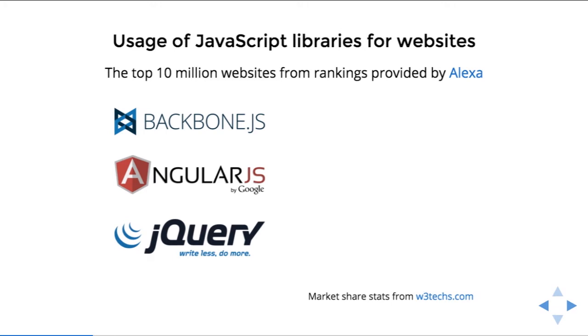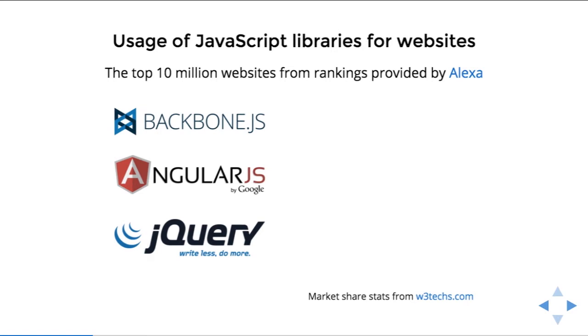I thought it would be good to know and measure how much JavaScript libraries are used on websites. So I found a survey from w3techs.com, and they took the top 10 million websites from the rankings provided by Alexa. And I chose three things from that survey because they are the most meaningful for us for now. Two of these libraries are JavaScript frameworks that can be used as SPA, and one is commonly known by anyone, jQuery.